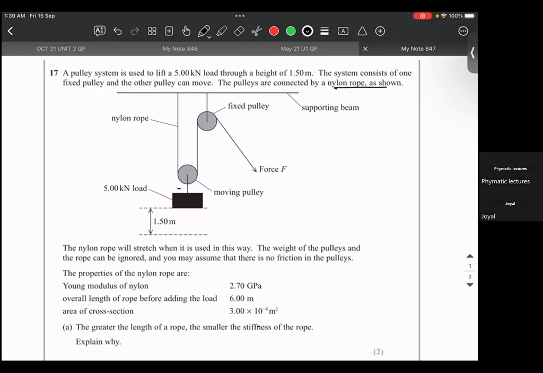Here, that 5 kilonewton load is shown here. This is the moving pulley and this is the fixed pulley. The nylon rope will stretch when it is used in this way. The weight of the pulley and the rope can be ignored and you may assume there is no friction in the pulleys.